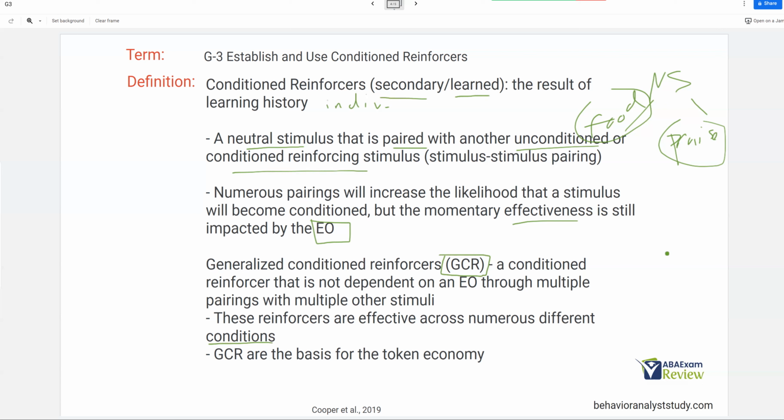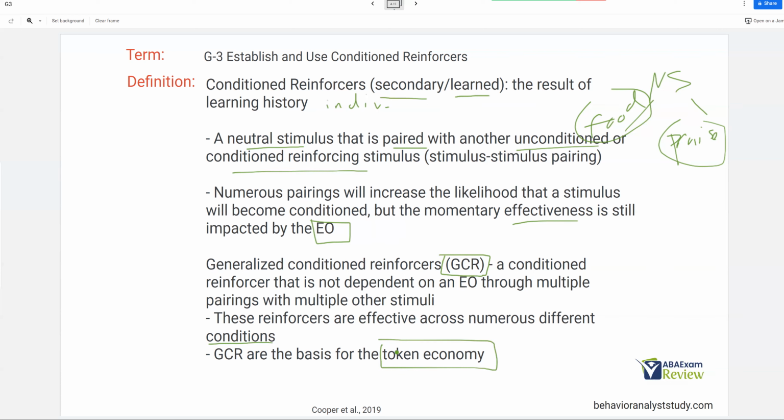So maybe in the classroom, the clinic, and the home, right? Or let's say morning, evening, and afternoon, right? All these different times and places we can use GCRs. That's what is great about tokens, is they can be carried around and they can be used in many, many different situations. Think about money.